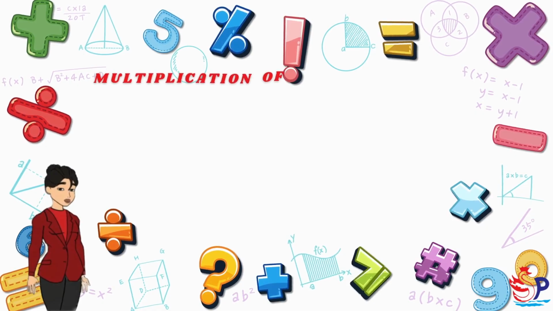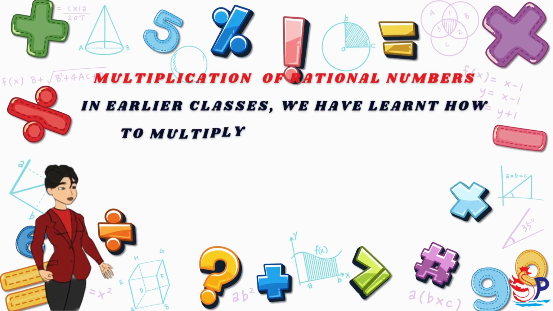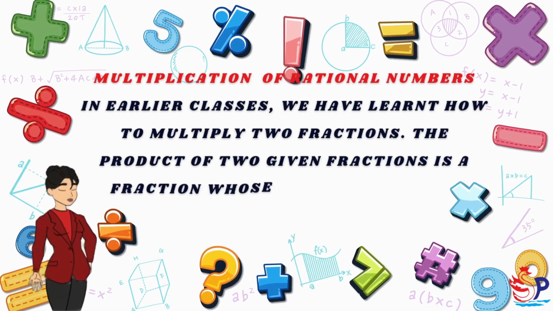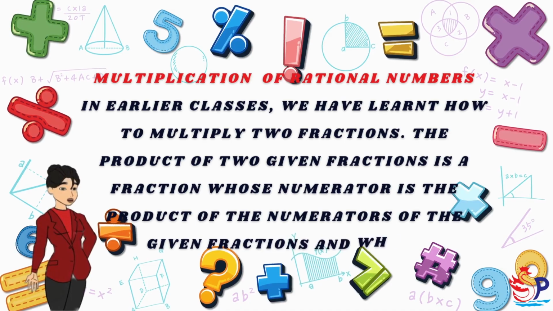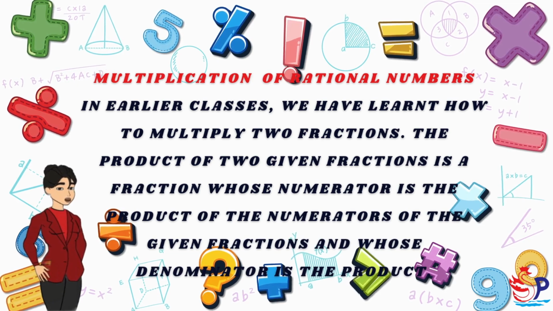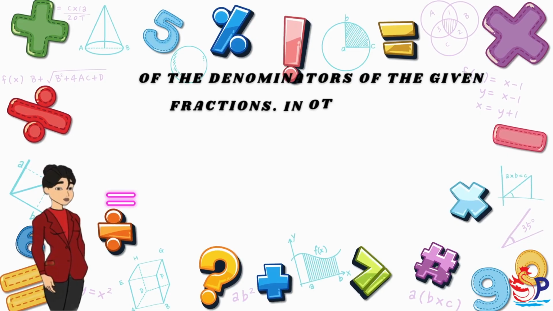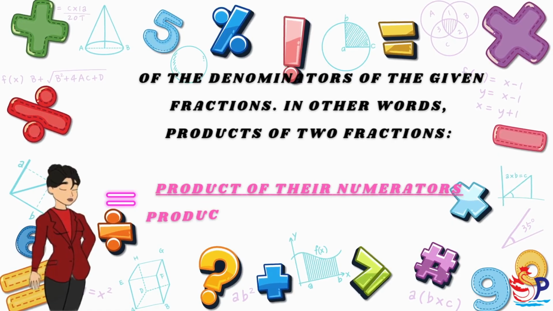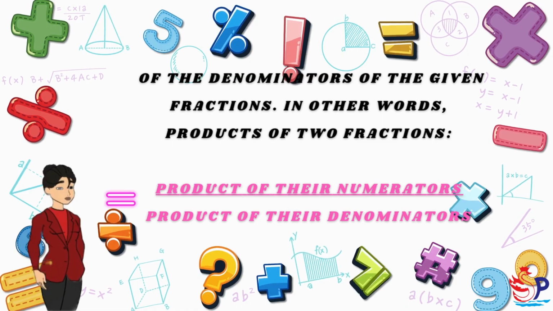What is multiplication of rational numbers? In earlier classes, we have learnt how to multiply two fractions. The product of two given fractions is a fraction whose numerator is the product of the numerators of the given fractions and whose denominator is the product of the denominators of the given fractions. In other words, the product of two fractions is the product of their numerators over the product of their denominators.